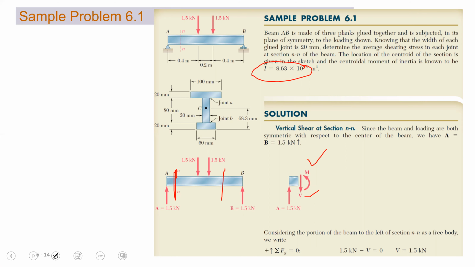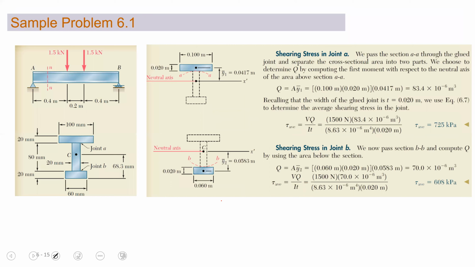If we take this section as well. So V at A is 1.5 kilonewton, and at B is 1.5 kilonewton, and we will utilize this V. Now, where is the trick? The trick is over finding the I, if it is given to you.